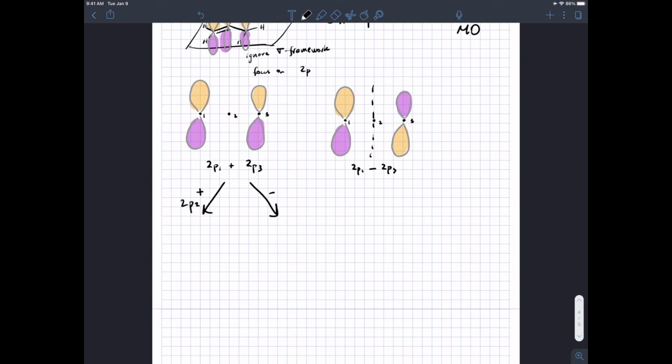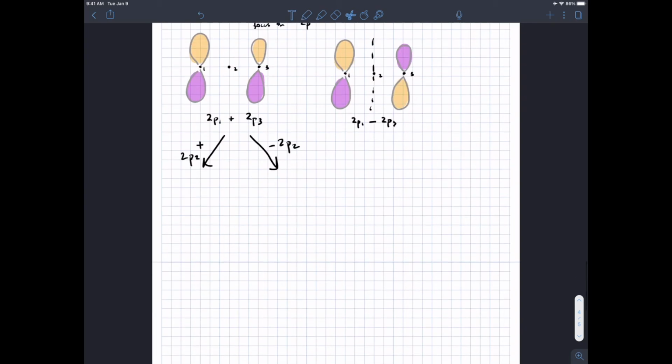So what we'll do now is we're going to add in the 2p orbital from atom 2 by addition or subtraction.